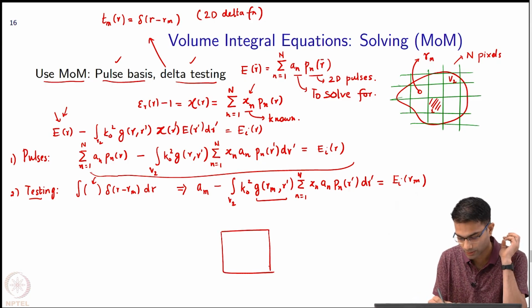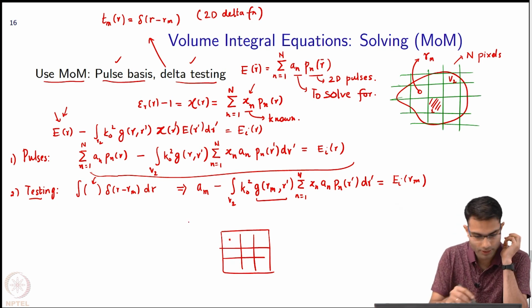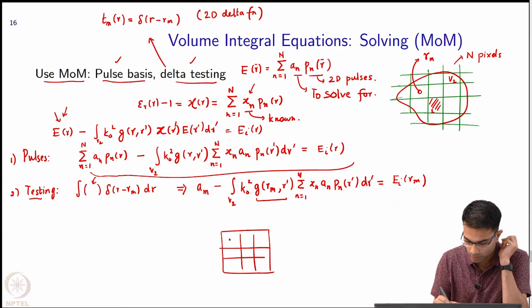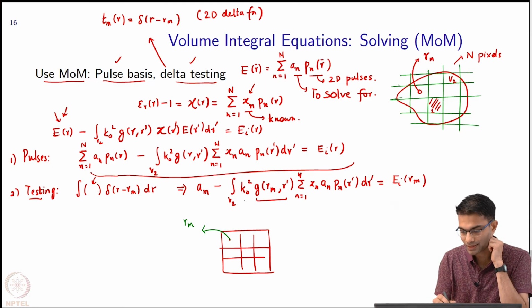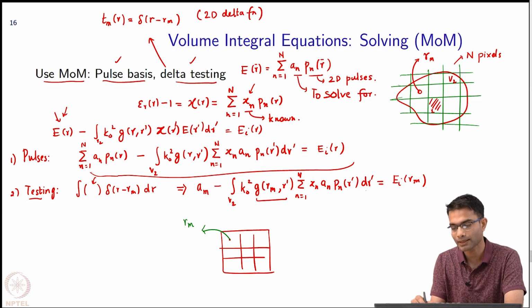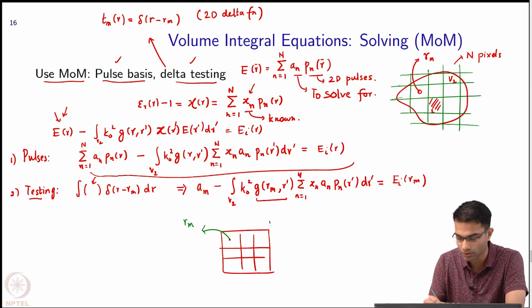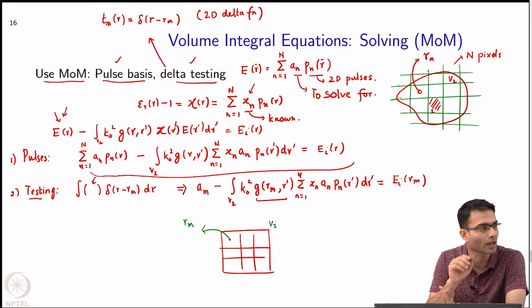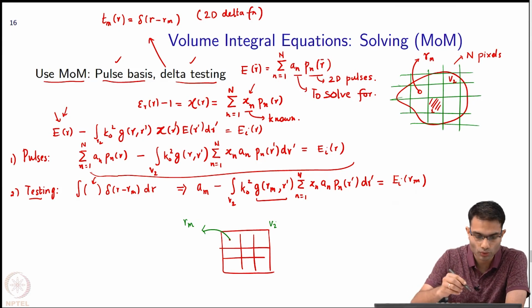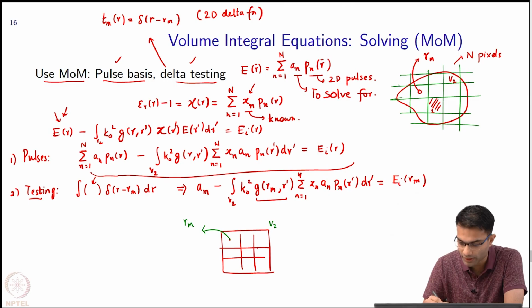So, I will just take a 3 by 3 case. Okay. So, let us call this my r_m. Okay. So, what is this integral doing? This is an integral over the entire V2, right. This whole thing is my V2. And what am I doing? I am running over this entire region, keeping r_m constant. So, for example, r prime first let us say belongs to this, let us say this is the nth pulse.